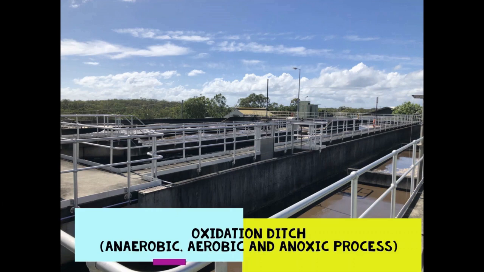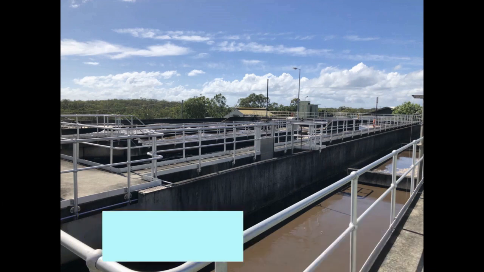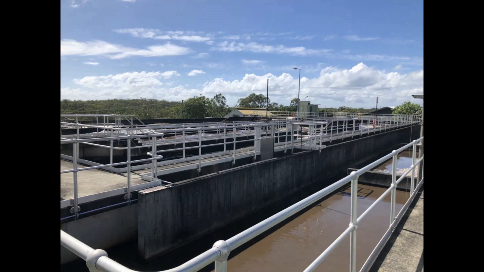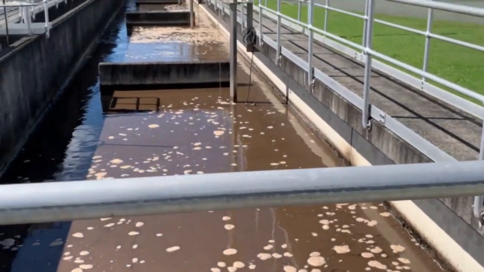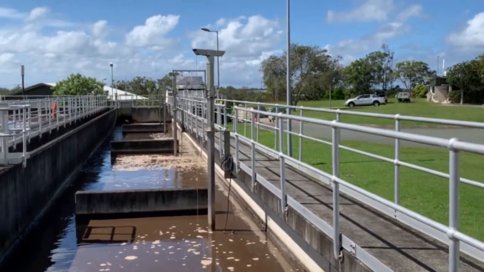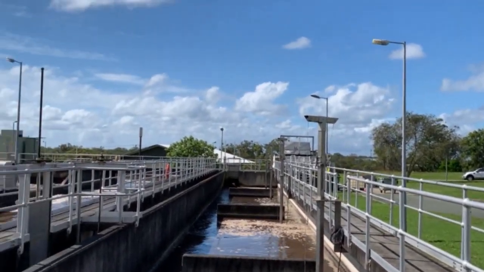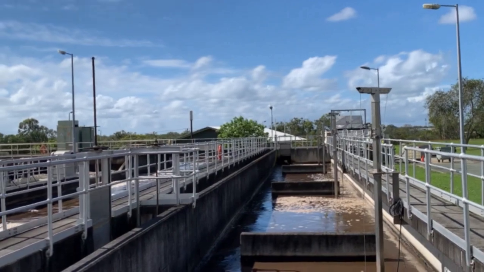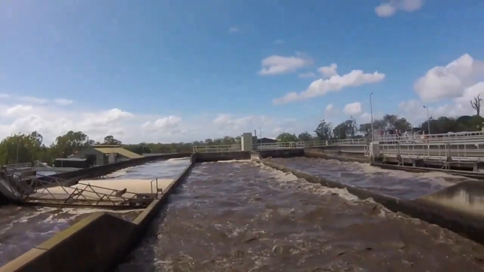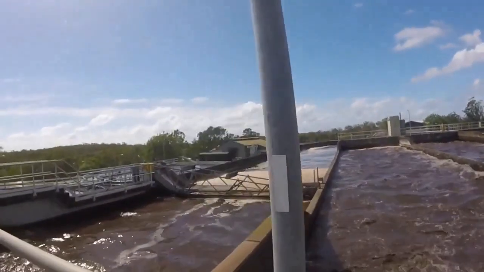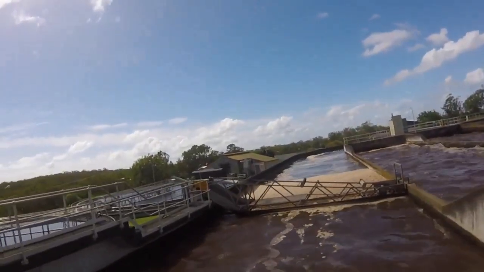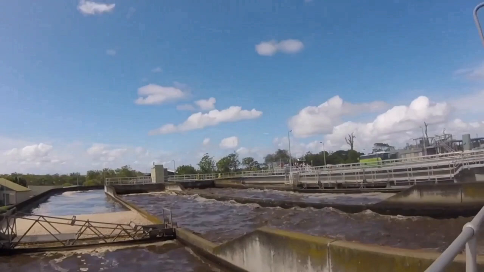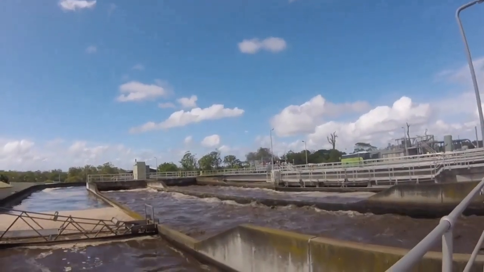The oxidation ditch is responsible for the biochemical nutrient removal. Substances such as carbon, phosphorus, and nitrogen are removed at this stage. The phosphorus is removed in the anaerobic zone, while the nitrogen is removed in both the anaerobic and aerobic zones, and the carbonaceous compounds are removed throughout the aerobic zone. The activated sludge is returned back to the anaerobic zone to enhance the phosphorus removal process.